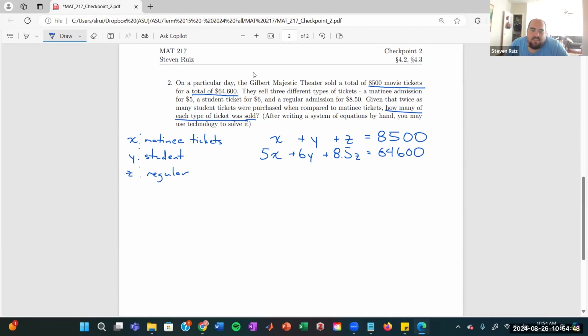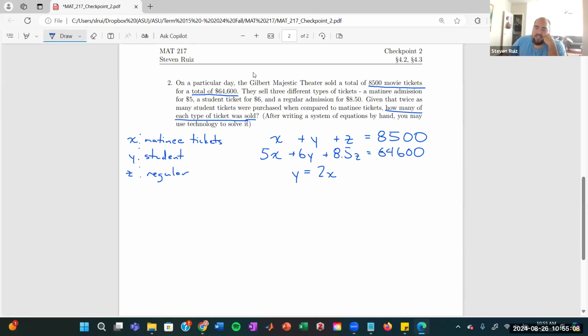Given that twice as many student tickets were purchased when compared to matinee tickets. Okay, so I know that the number of student tickets is equal to double the number of matinee tickets. So Y equals 2X. That's the third equation.